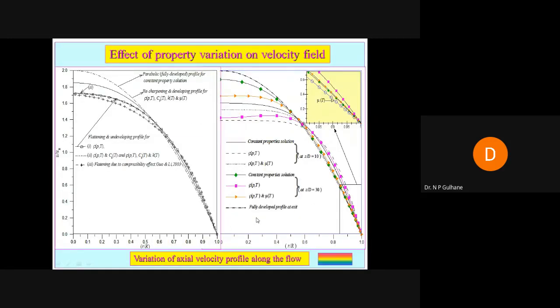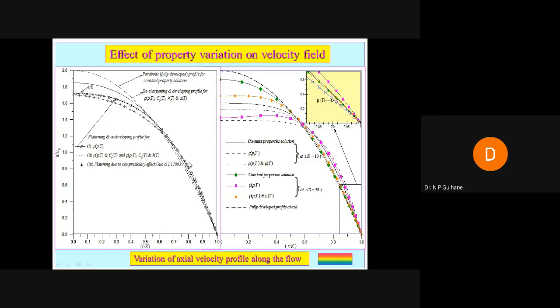Now, what I told earlier, that flattening of the profile takes place. You can see this is one complete parabolic profile, and only half the portion I am showing, right? This is r by r0, the radius. R by r0 of 0 means at the center, r by r0 of 0.5 means at the mid way, and r by r0 of 1 means at the wall. So you can see there is no property variation, so all these profiles are meeting at a point at the wall. So it is a complete parabolic profile.